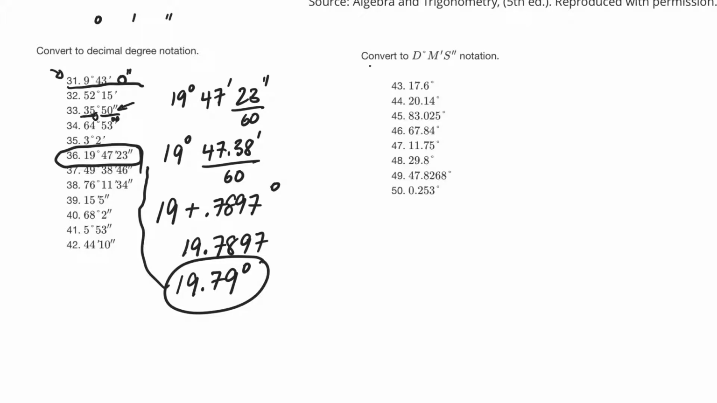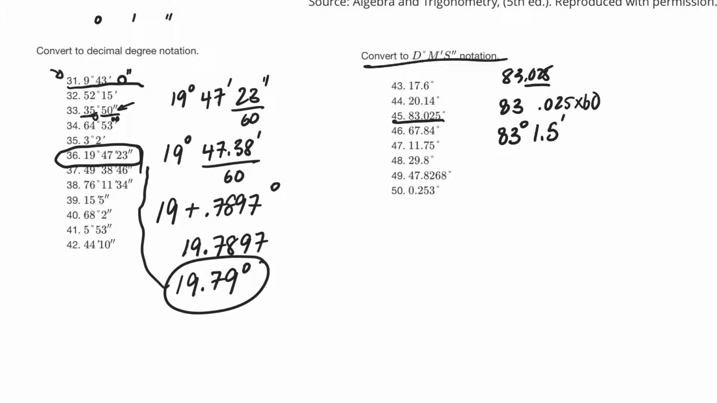Now, if you have to go the other way, then you do it opposite. So if I have, let's do 83.025, this one. If I have that, then I'm just going to take this decimal portion of the number and times it by 60. So I'll take 0.025 times 60. What's that come out to? 0.025 times 60 equals 1.5. So then this will be 83 degrees and 1.5 minutes.